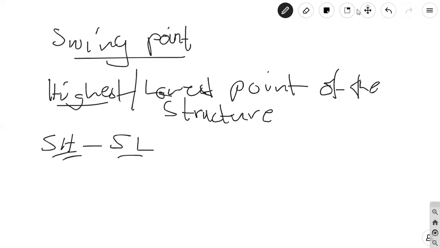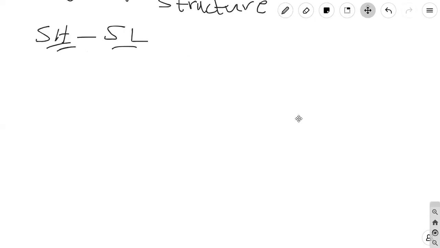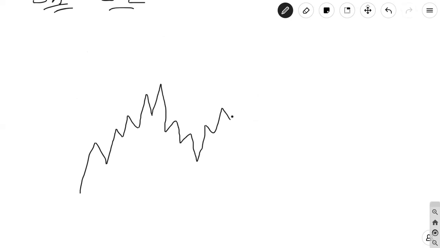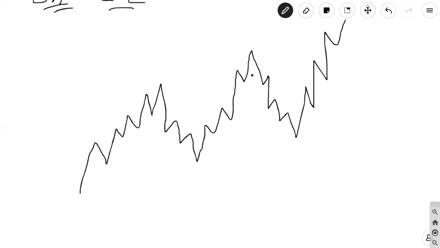Now, how can you spot them? The market can produce a lot of structure. For example, the market can go like this, and then goes down like that, and then comes up again like that, and then comes down again like that, consuming all liquidities. And you can find a situation like this.